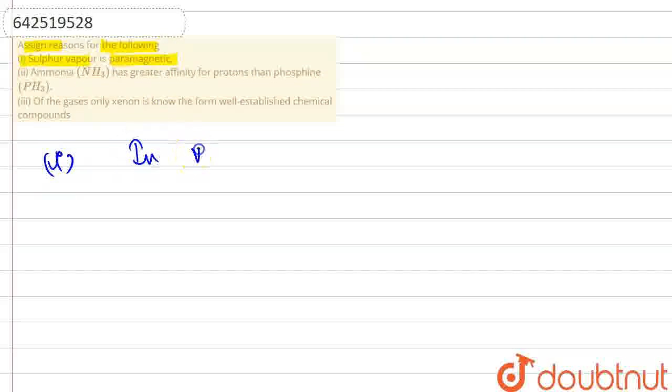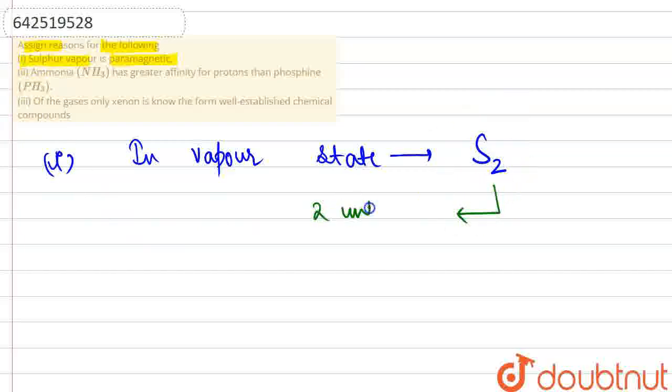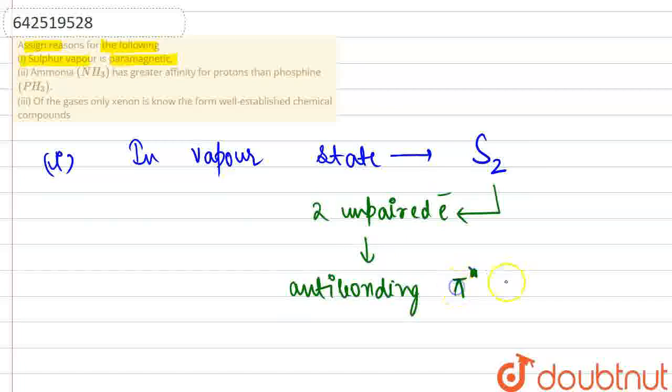So we need to understand that if we are talking about the vapor state, then in vapor state, sulfur exists partly as S2, not as S8 molecule. It exists as S2. Now this will be having two unpaired electrons in the anti-bonding orbitals, just like O2, right? And hence it will be exhibiting the paramagnetism, right? So this explains the first part.